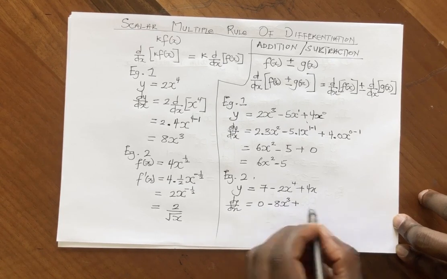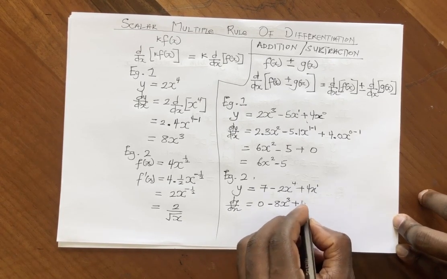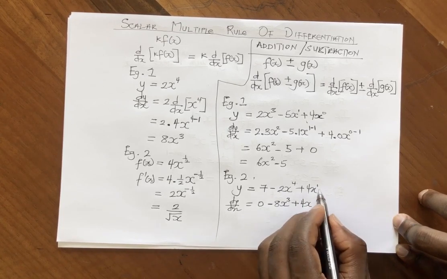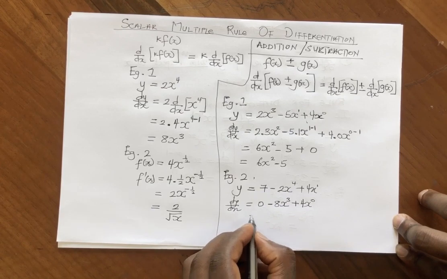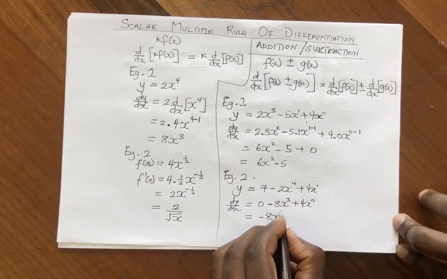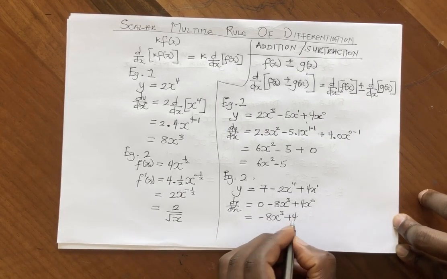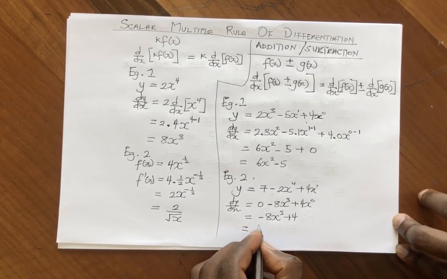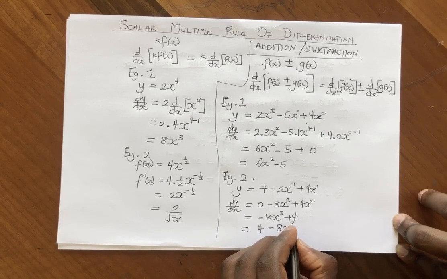Then the power of the x is 1. So 1 times 4 is 4. Subtract 1 from this power, which will be 0. So you have negative 8x raised to the power 3. Now x raised to the power 0 is 1. 1 times 4 is 4. Or you can rewrite it as 4 minus 8x raised to the power 3.